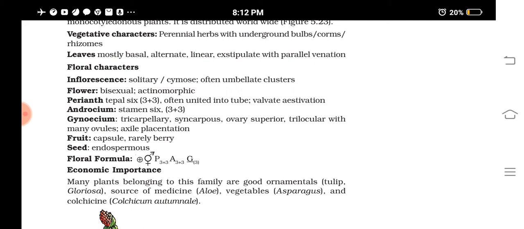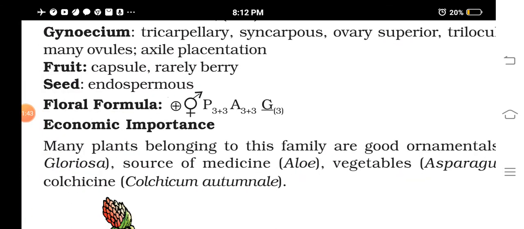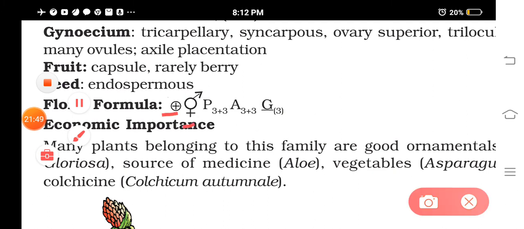So let's see the floral formula. When you see here, they are actinomorphic flowers. Understood? Actinomorphic, then bisexual. Then we won't write K and C here. Why? Because perianth is there, isn't it? So perianth, I told, tepals are 3 plus 3 arrangement. So you can see like this. Androecium, stamens are also 6 in number, but they are arranged in 2 layers, 3 plus 3. Then gynoecium, you can see that tricarpellary, so 3, and syncarpous, so bracket is there, and superior. So this is the floral formula.